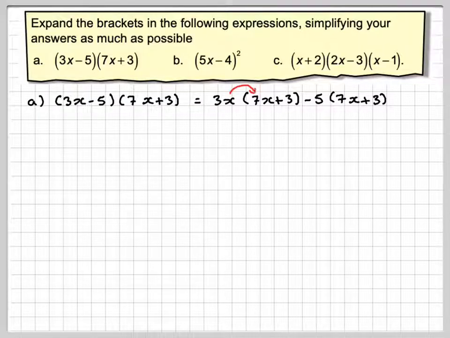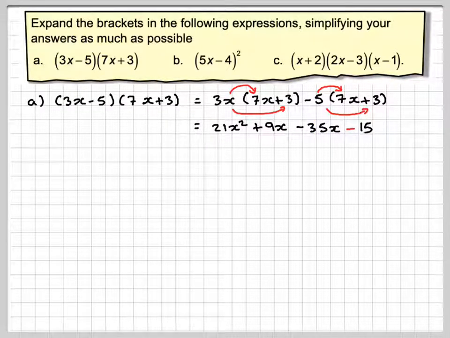Expanding this, we get 3x times 7x, which is 21x squared, 3x times 3, which is plus 9x, minus 5 times 7x, which is minus 35x, and then minus 5 times plus 3, which is minus 15. Notice the change of sign. Then we just need to collect the two like terms together. So we've got 21x squared, and then 9 minus 35 is minus 26x, minus 15.